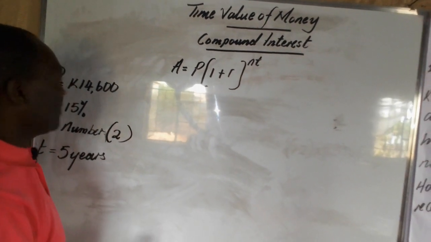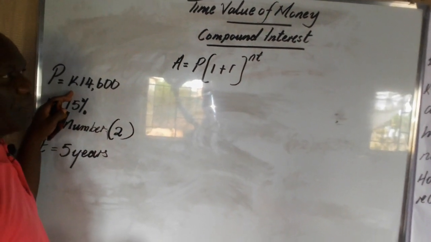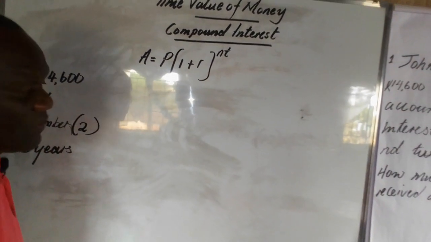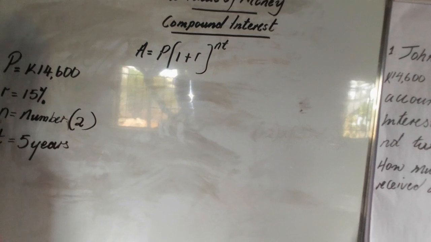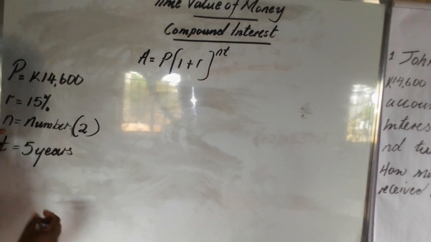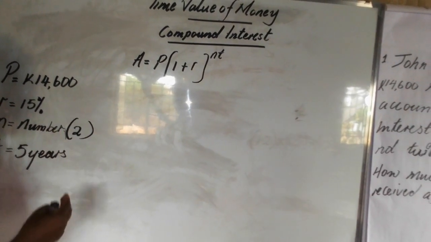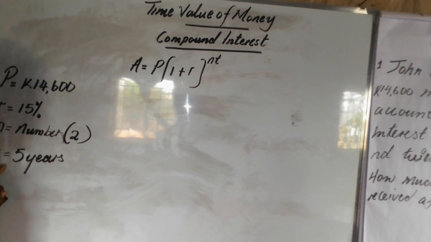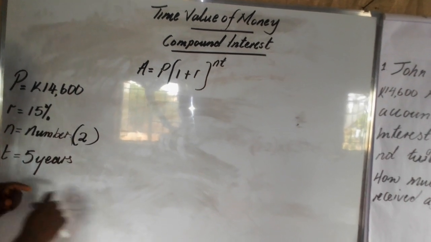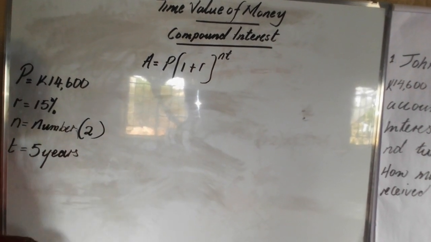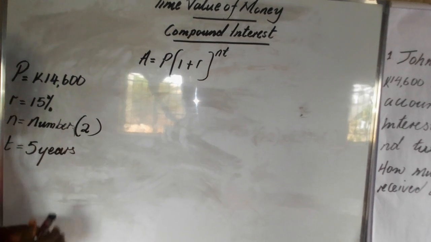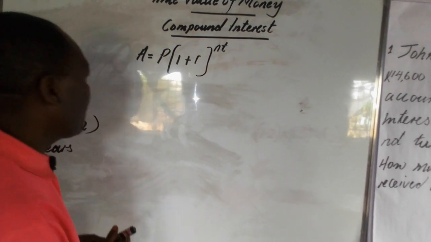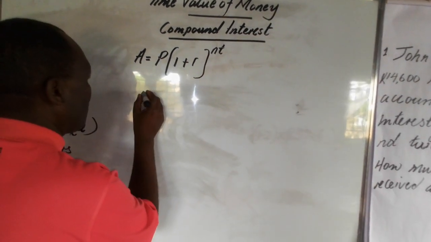The P according to the question is 14,600. And the R, the rate, is 15% from the question. The N is 2. The interest is compounded 2 times in a year. That's the 2. The T shows the time period, the period in which this amount that Mr. Botta invested will be paid back to him in full. So what we are going to do now, we are going to solve.